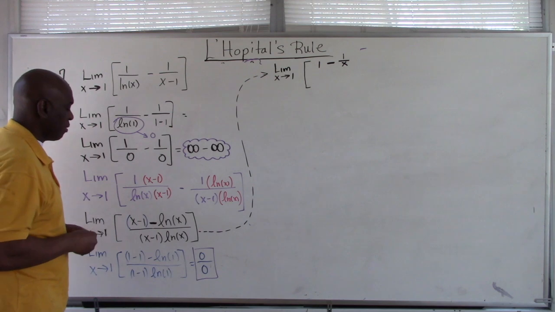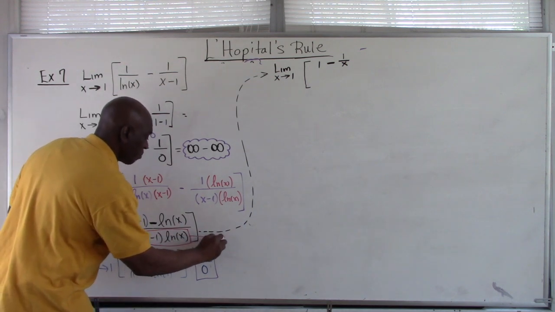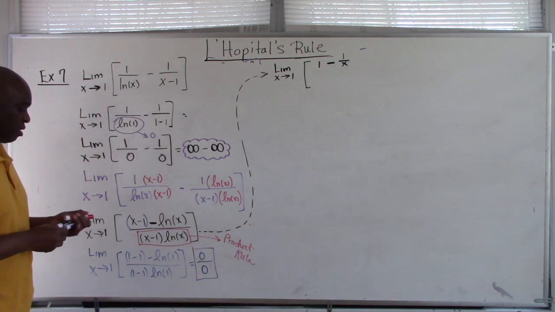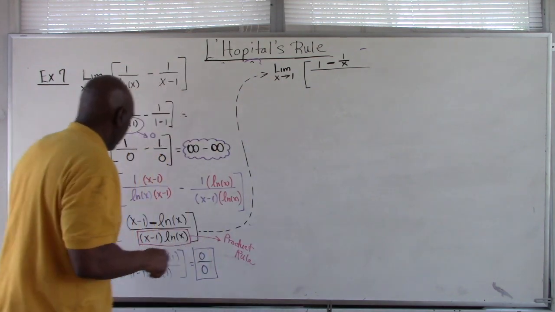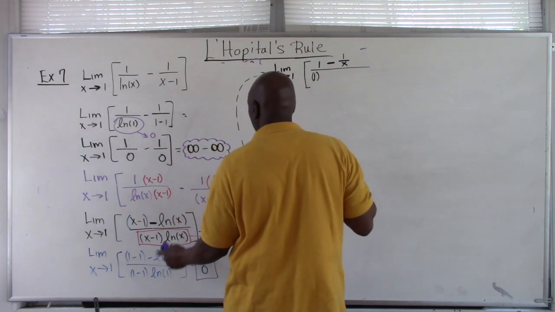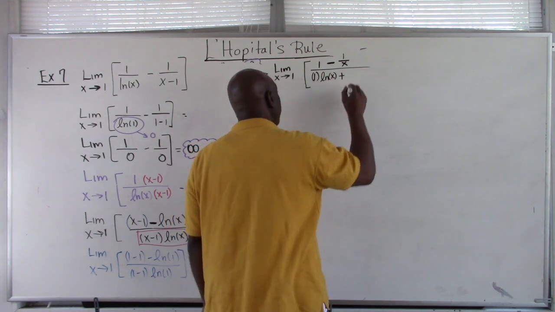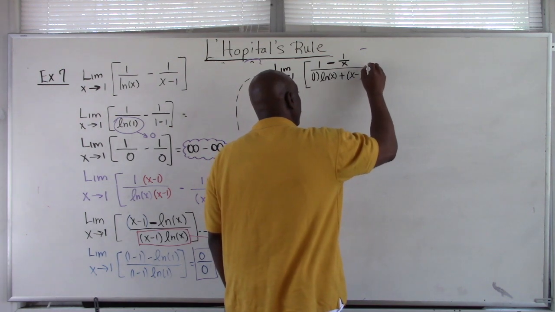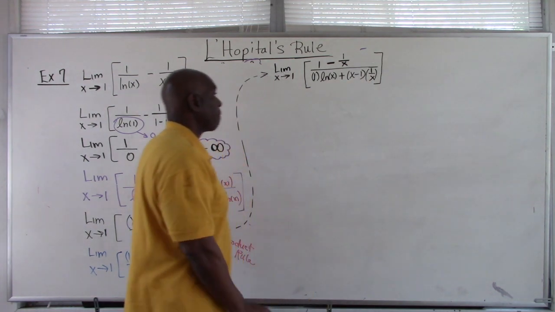Please notice here in my denominator, to find the derivative of that, you have to use the product rule. So it's going to be the derivative of the first, which is x minus 1, which is 1, times natural log of x, plus the first, x minus 1, times the derivative of natural log x, which is 1 over x. Okay. So there we go.